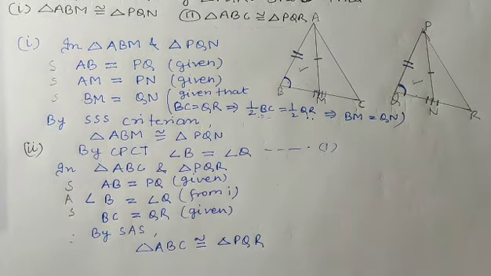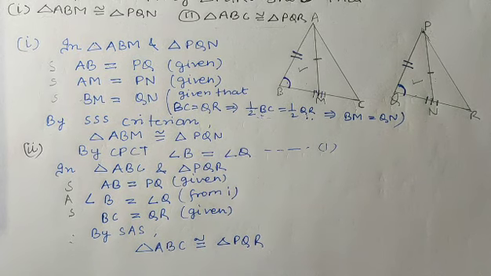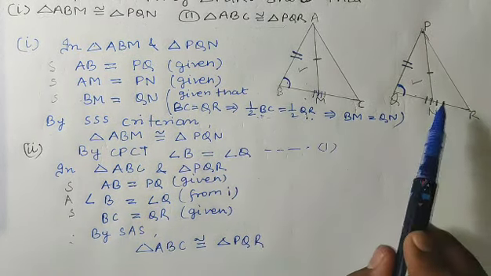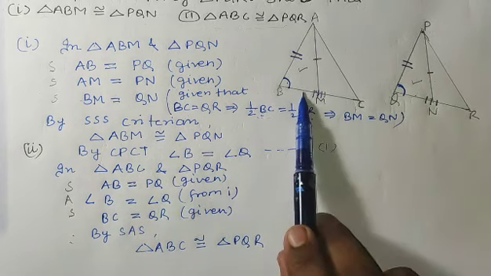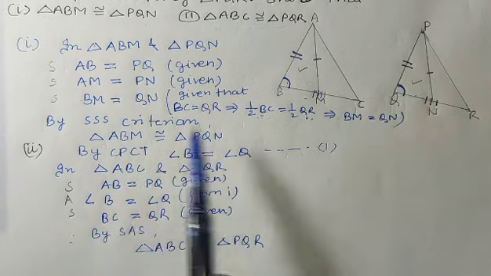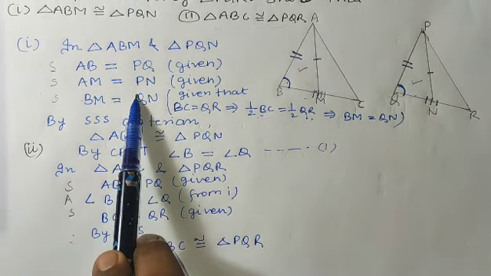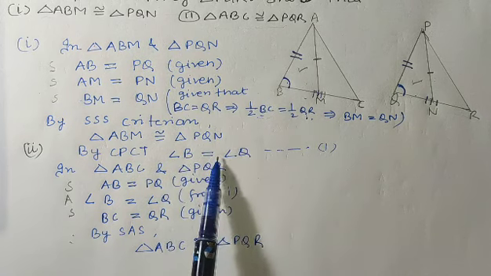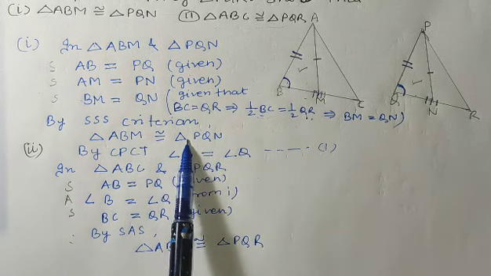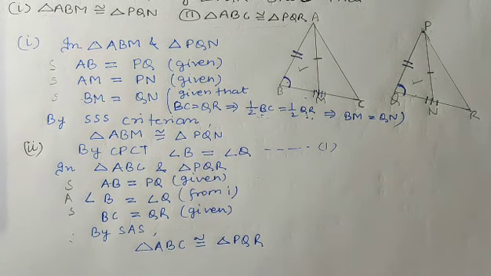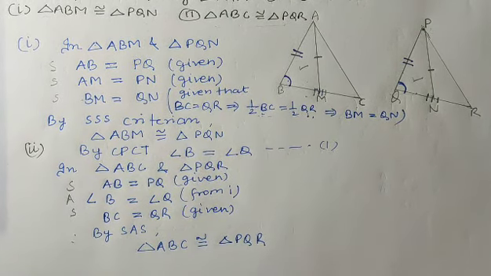We only used the concept of median, that if the total side is given equal, BC is equal to QR, it means that half of BC will be equal to half of QR, BM will be QN. So here we have used this in the first part, and in the second part we have used the CPCT of the first. After that we have shown that these two triangles are congruent. Okay students, so just pause the video and note it down.